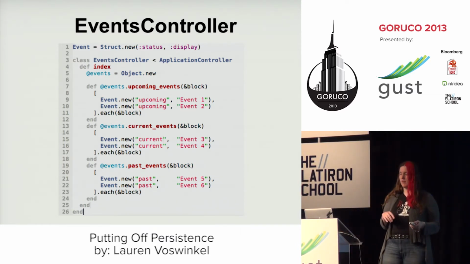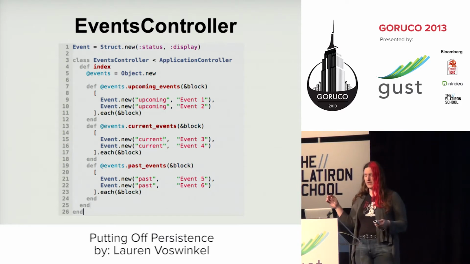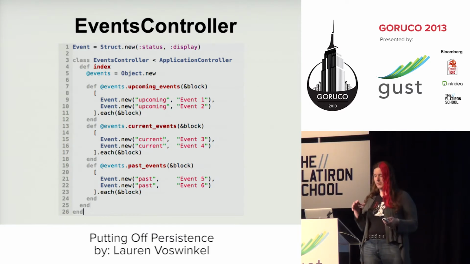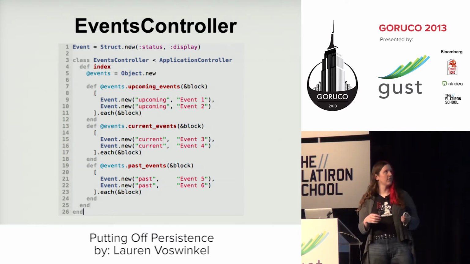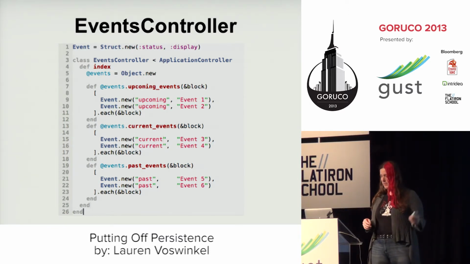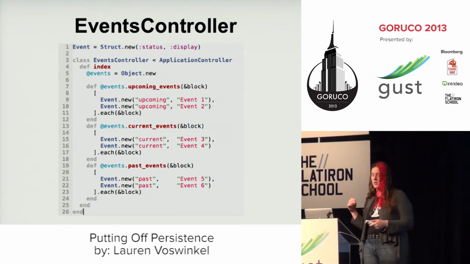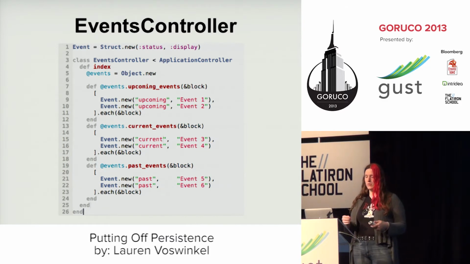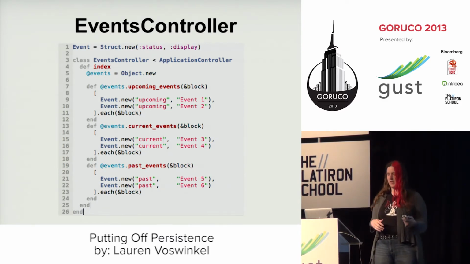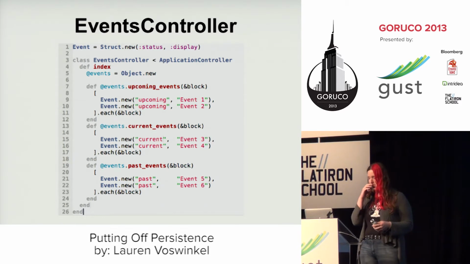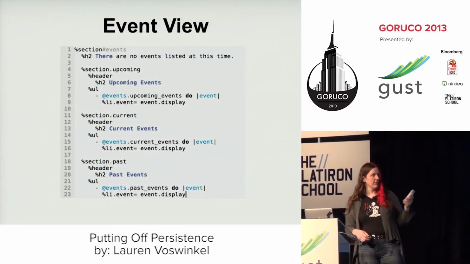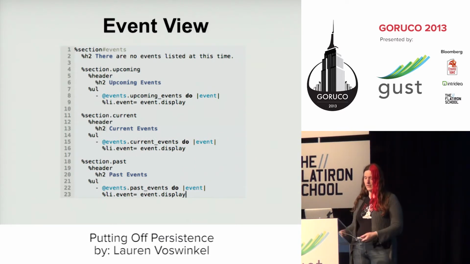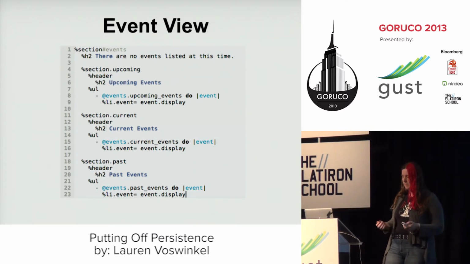And then inside the controller class, the events collection is just an object with 3 methods on it built into the controller class. And those are upcoming events, current events, past events. Those take a block, and that block is what you use to display each event that's defined inside of the method. And then the event view is just pretty basic. It says, here's the upcoming events, here's the current events, and the past events.